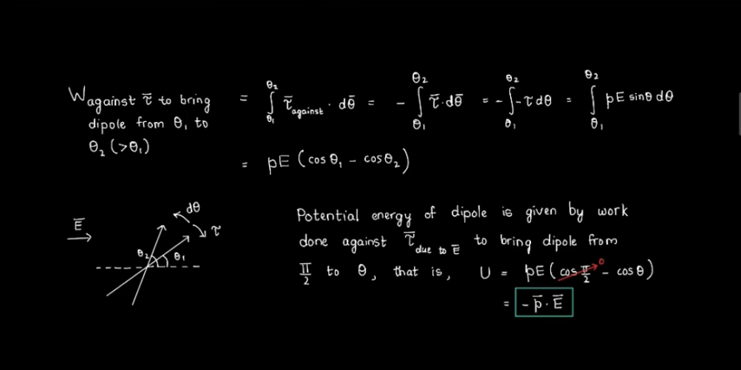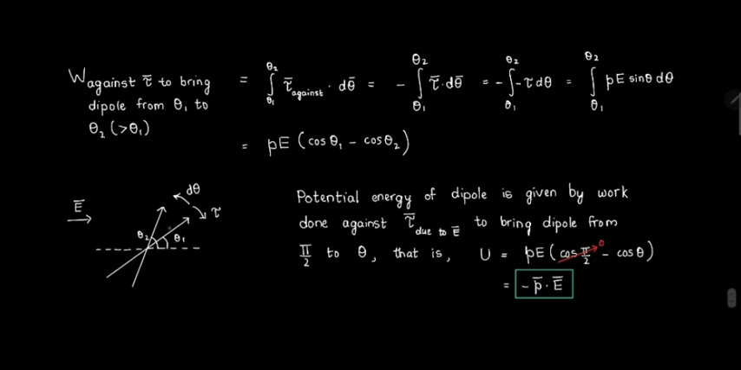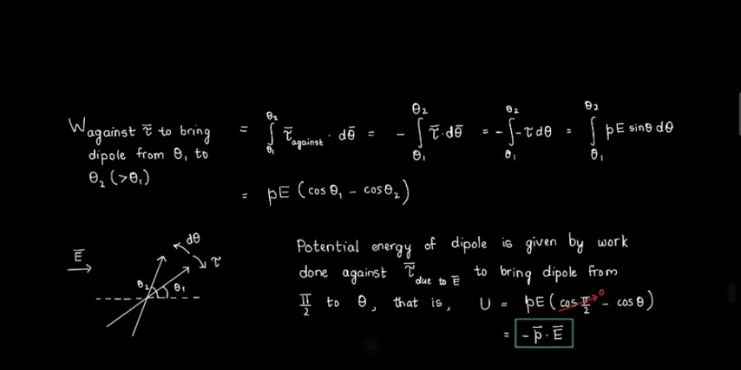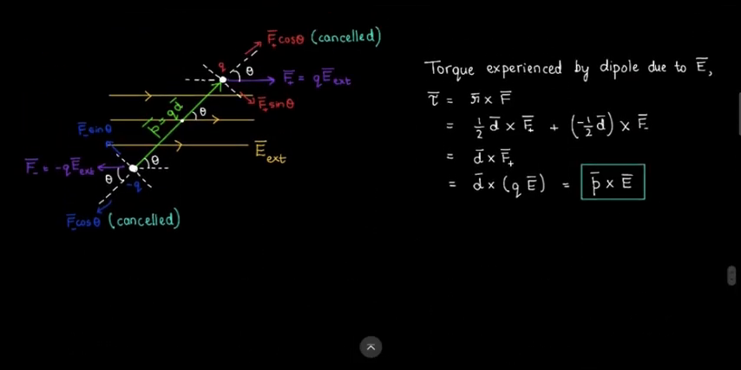So we're doing the same thing here. Work done against the torque due to the electric field to bring the dipole from some theta 1 to some other configuration where the angle is theta 2, and theta 2 is greater than theta 1. It means it's going in an anti-clockwise direction. But we know that the torque is in the clockwise direction in this case, and in the general case as well.